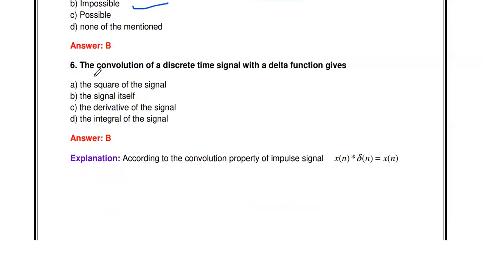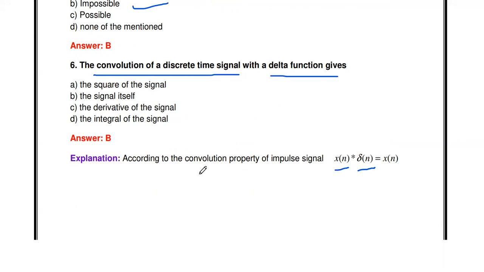Then the next one, the convolution of a discrete time signal with the delta function gives dash. So discrete time signal means any signal x of n with the delta function. Which one is called the delta function? The unit impulse signal. The other name is delta function. So what does the question mean? Any signal x of n convolution with, this asterisk indicates convolution, any signal x of n convolution with del of n, what is the answer?